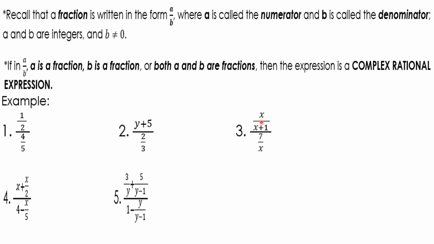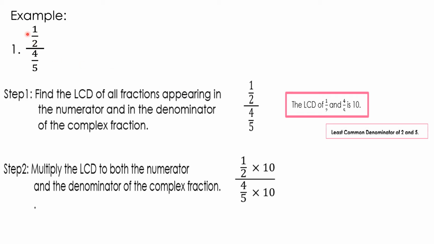Number 3, we have x over x plus 1 all over 7 over x. For number 4, we have x plus x over 2 all over 4 minus x over 5. So for number 5, we have 3 over y plus 5 over y minus 1 all over 1 minus y over y minus 1. So let's try to solve how to simplify this complex rational expression. So for number 1, we have 1/2 all over 4 fifths.